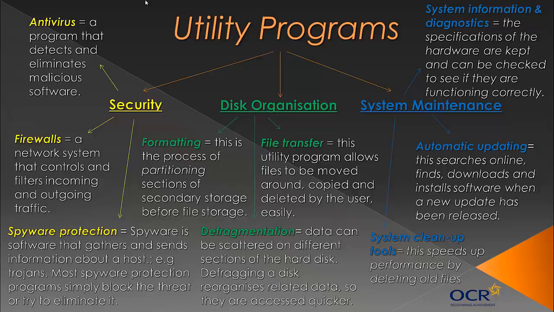Finally, on this slide, we've got system information and diagnostics. So these programs, basically, the system information part, they keep the specifications of your hardware. So if you go to My Computer and Properties, it shows you, for example, your clock speed, how much RAM you've got, your hard drive capacity, and those specifications are just stored in that simple program. And through diagnostics tools, if a doctor diagnoses you with something, it means they are working out what's wrong with you.